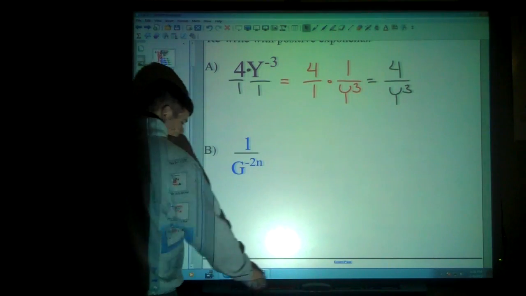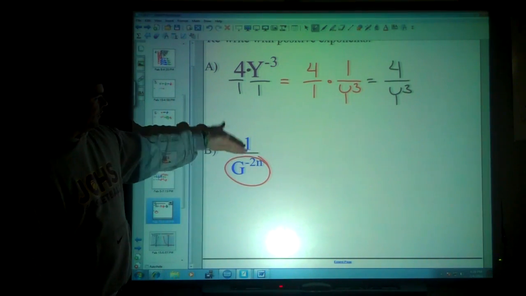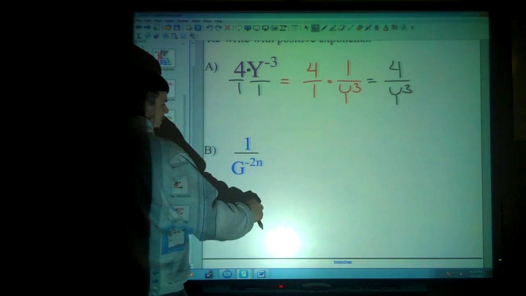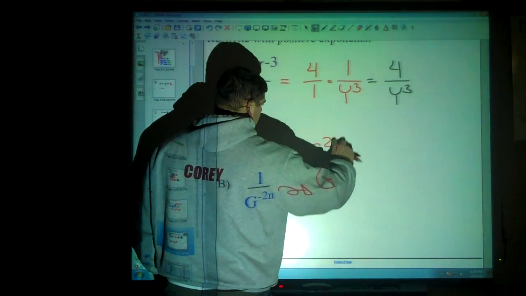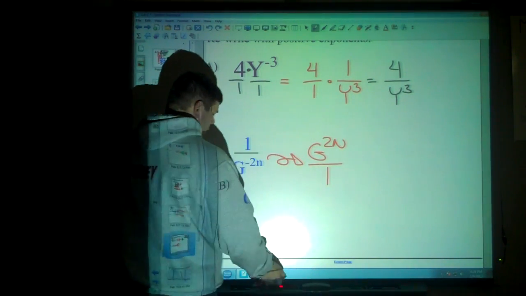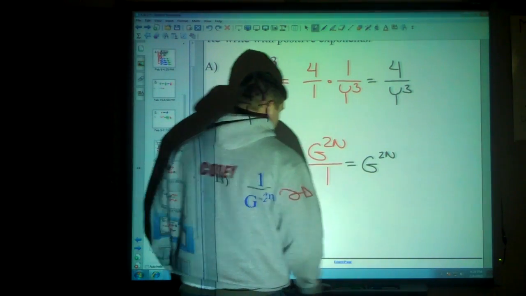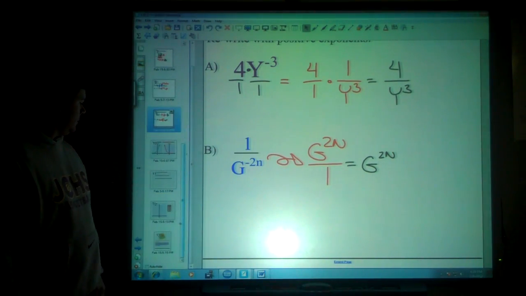Alright? In this problem, that whole thing is going to need to flip up above in order to become a positive exponent. So we will flip this, and we end up with g to the positive 2n over 1, which actually just makes g to the positive 2n. You don't need the 1 underneath.